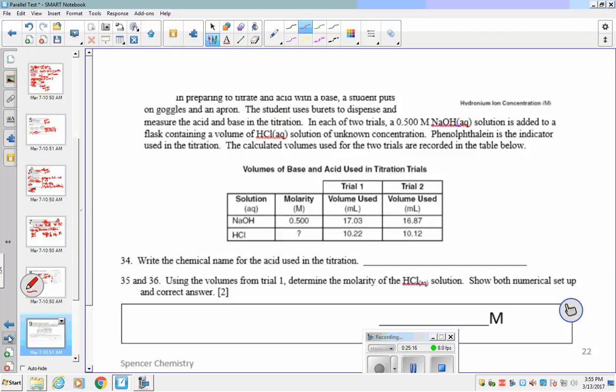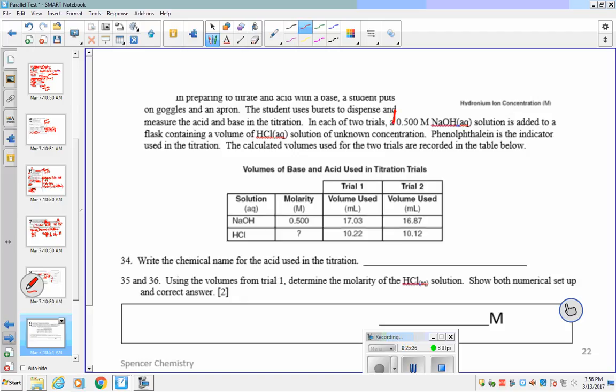And we got one more titration here. No tricks on this one. Everything is just 1, so everything will balance out really nicely, and you don't have to worry about bringing down a 2 in your calculation. In preparing to titrate an acid with a base, a student puts on goggles and an apron. The student uses a burette to dispense and measure the acid and base in the titration.